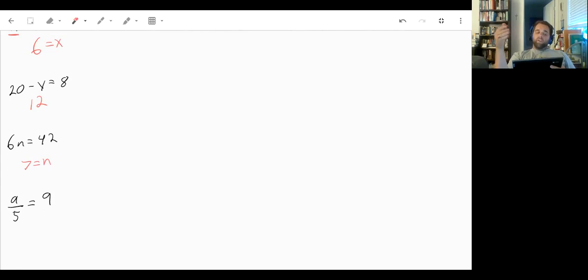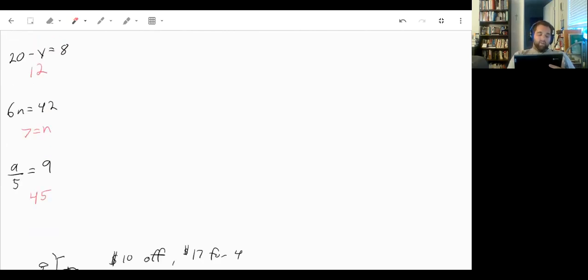Finally, some number divided by 5 is going to get us to 9. Well, 50 divided by 5 is 10, and that's just a bit more than 9, so you might then remember, oh yeah, 45 divided by 5 gets us back to 9. So A has to be 45.